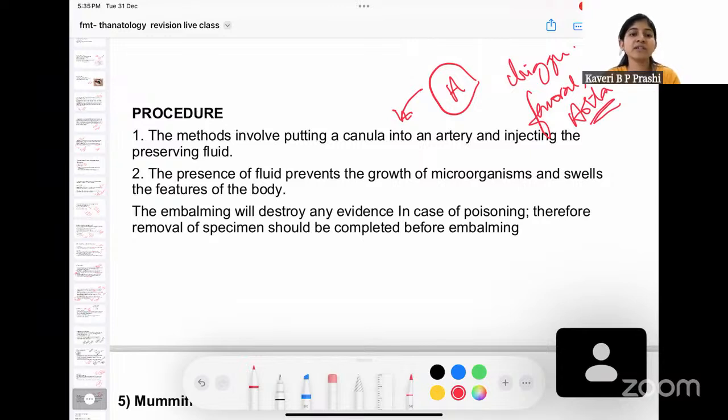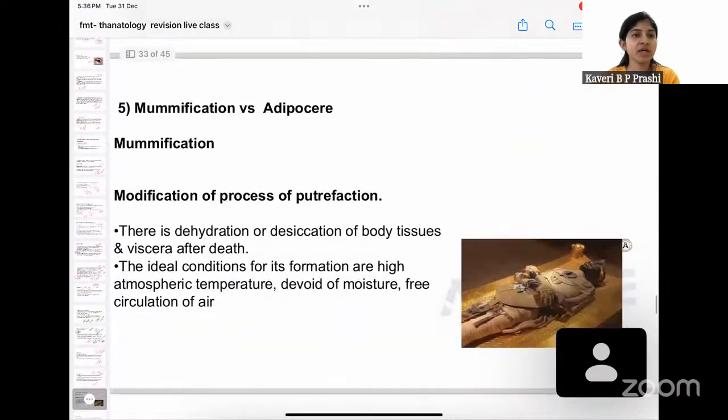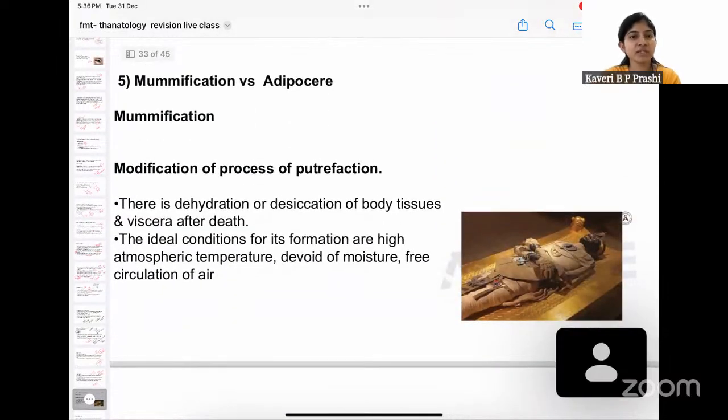The embalming will destroy any evidence. Therefore, in case of poisoning, you have to remove the specimen, whatever you want to preserve. As I told you, for viscera preservation, you have to remove it prior. Only after that you have to embalm the body, because whenever you embalm the body, all the details will be lost. Coming to the next question, we'll see the difference between mummification and adipocere.